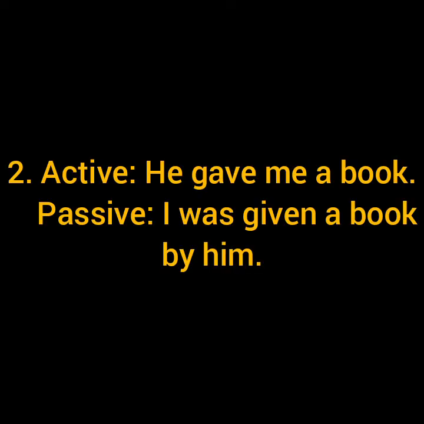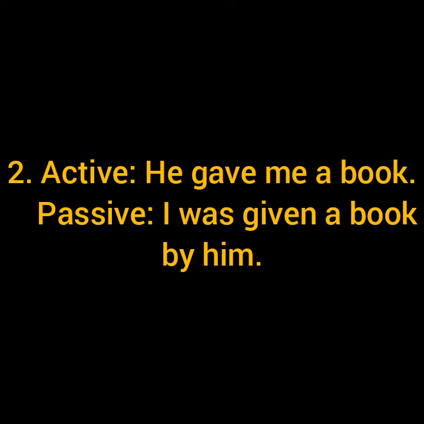Example 2. Active. He gave me a book. He is the subject, gave is the verb, and there are two objects, me and a book. We can start with any one of the objects in the passive voice. Now let us change into passive voice. And let us start with me first.